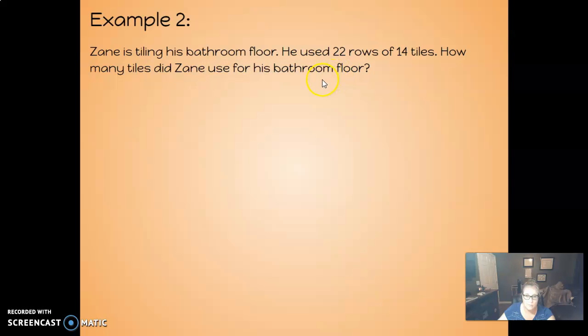But again, I'm going to read it one more time, and I'm going to highlight the important information. Zane is tiling his bathroom floor. He used 22 rows of 14 tiles. How many tiles did Zane use for his bathroom floor? Well, I know it's important that he has 22 rows, and inside of each row there are 14 tiles. And I'm trying to figure out how many tiles he used for his bathroom floor.